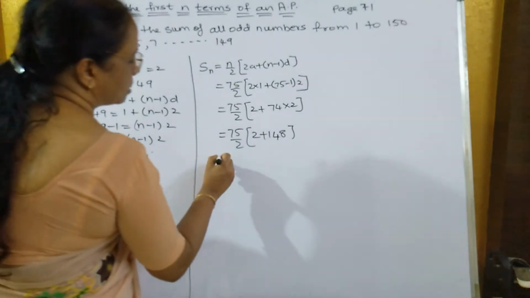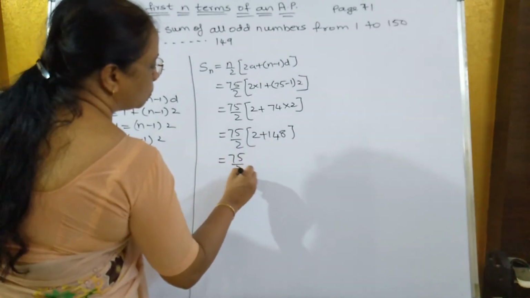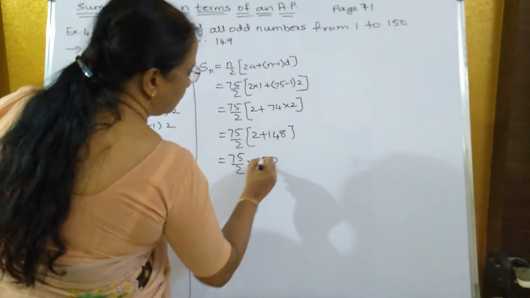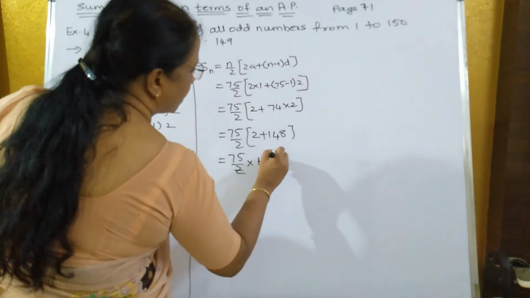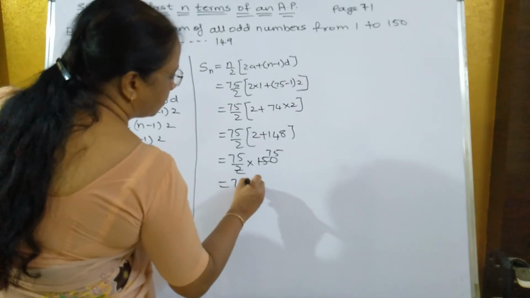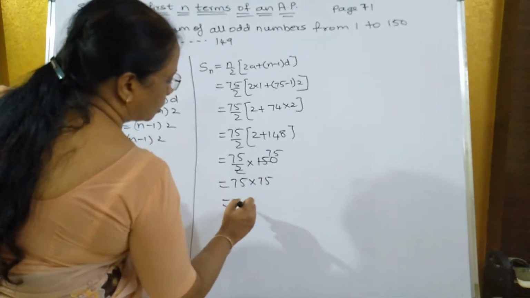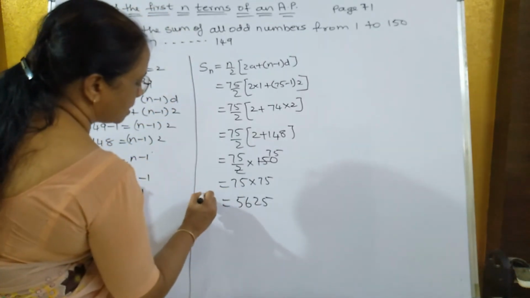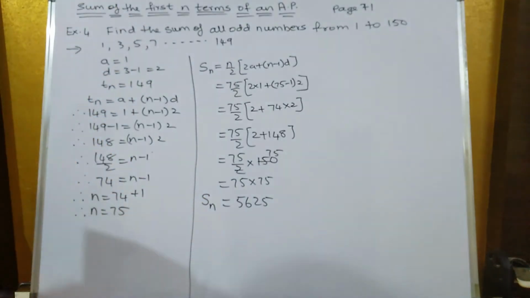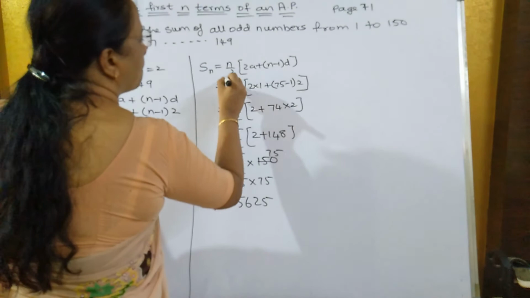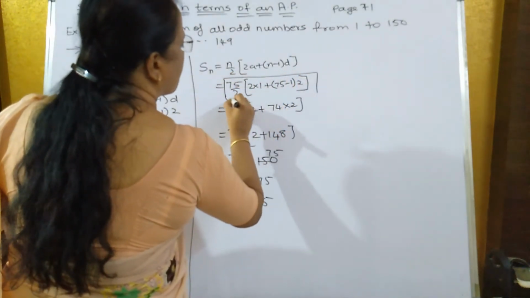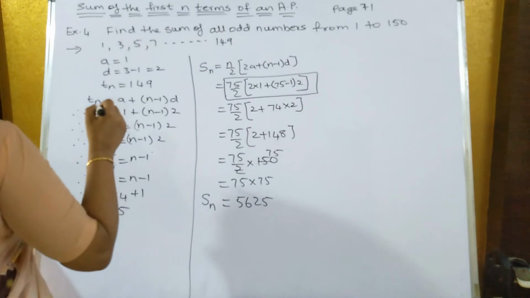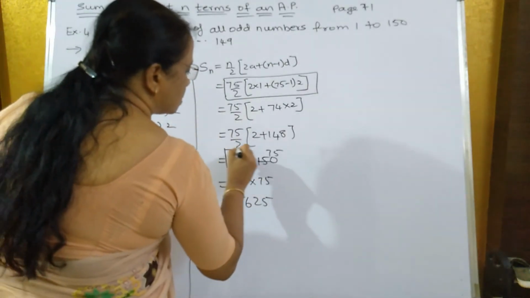So that is equal to 75 upon 2 into 150. When you cancel this, you get 75. So that is equal to 75 into 75. That's equal to 5625. So Sn is equal to 5625. Now this is inside a box. And this one is inside a box.